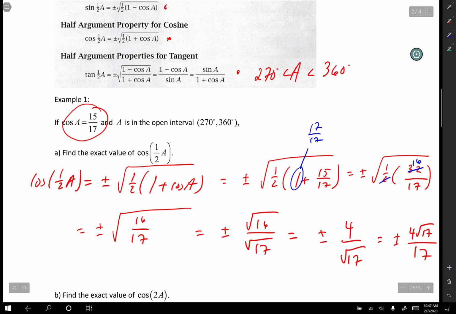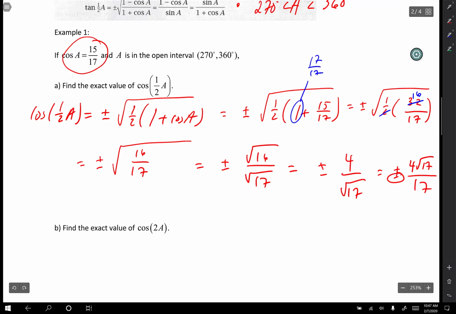Do I have angle A, or am I looking at angle half of A? Half of it. That's right. What's half of 360? 180. What's half of 270? 135. And between 135 and 180, is cosine positive or negative? Cosine is x. It's negative. Thank you, Jesus.